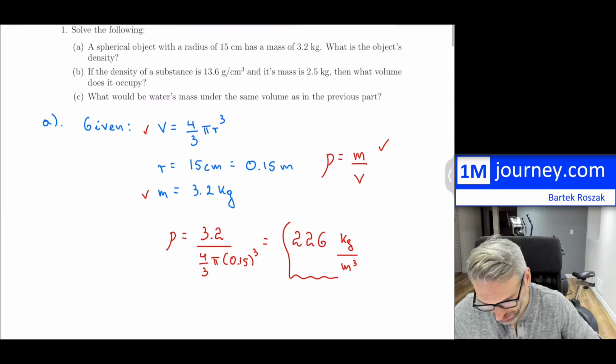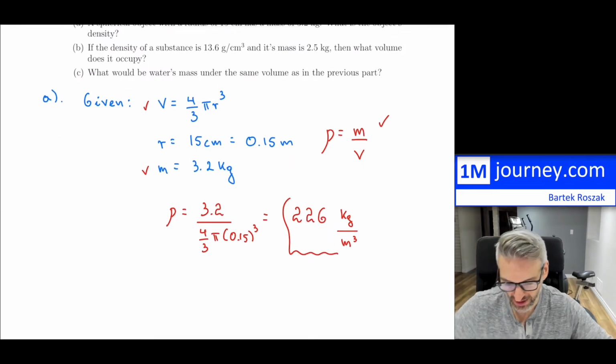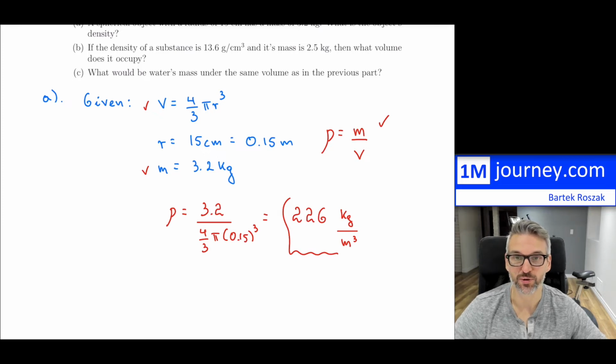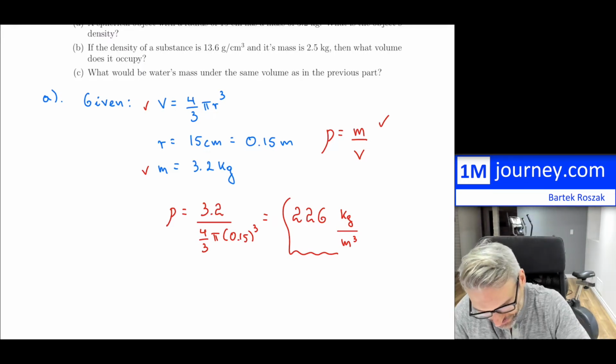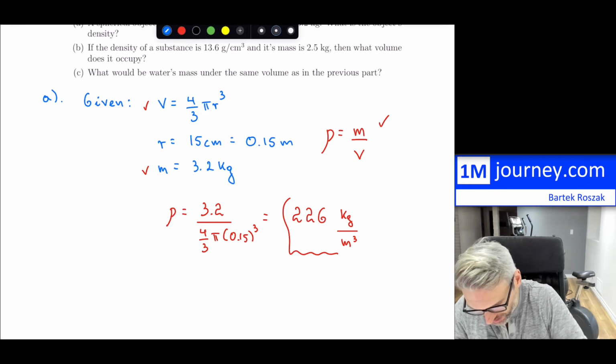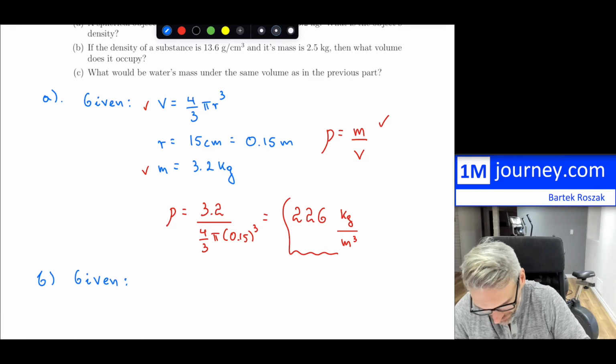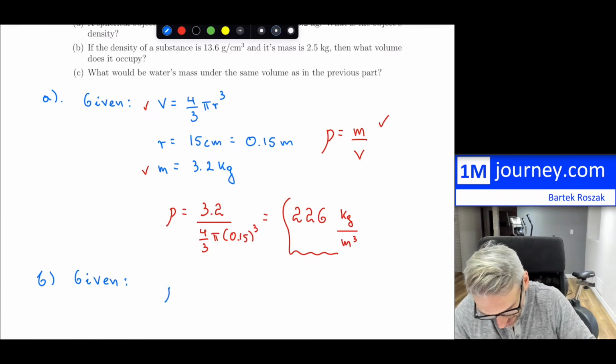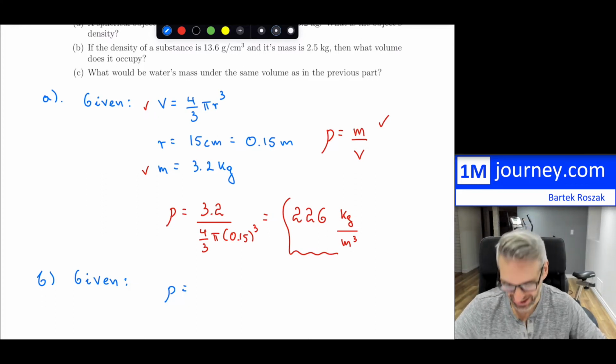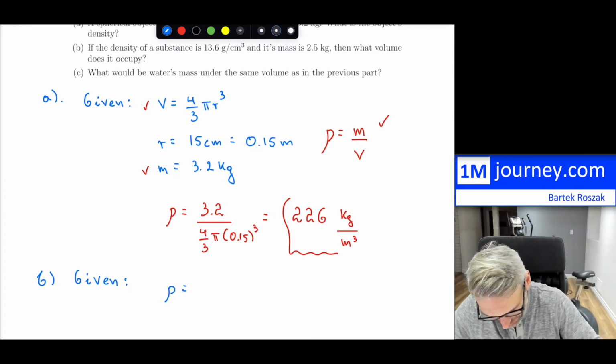All right, so now part B. If the density of a substance is 13.6 grams per centimeter cubed and its mass is 2.5 kilograms, then what volume does it occupy? Okay, so let's see. They do give us the density, in terms of the given pieces of information. I kind of know what this substance is, but anyway, I'm just going to write it in.